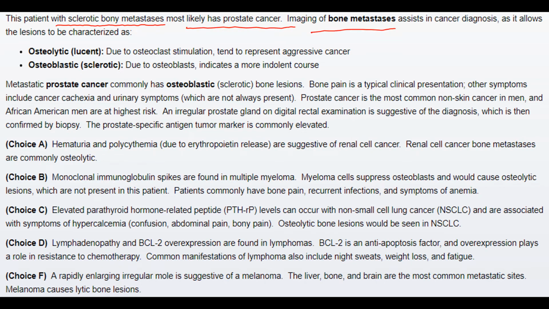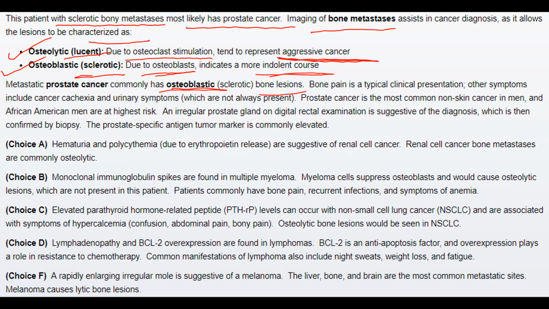Imaging of bone metastasis assists in cancer diagnosis as it allows the lesion to be characterized as osteolytic or osteoblastic. Osteolytic is lucent and osteoblastic is sclerotic. Now, osteolytic is due to osteoclast stimulation, which tends to represent aggressive cancer, whereas osteoblastic is due to osteoblasts and it indicates a more indolent course. Metastatic prostate cancer commonly has osteoblastic or sclerotic bone lesions.